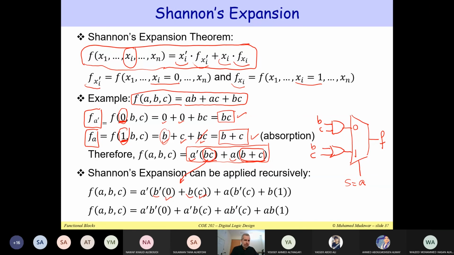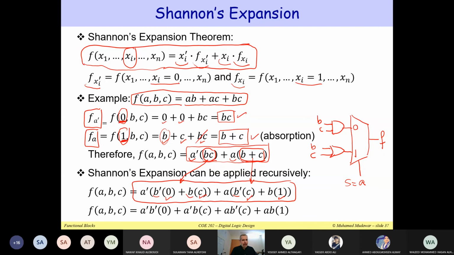So I can write it as B prime and 0 between parentheses, or B and C between parentheses. So I expanded this using B. I can also expand here B or C. So when B equal to 0, you get 0 or C, you get C. And when B is equal to 1, 1 or C is equal to 1, so you get 1. So you get B prime and C, or B and 1. So this means that I can actually expand it like this, recursively.